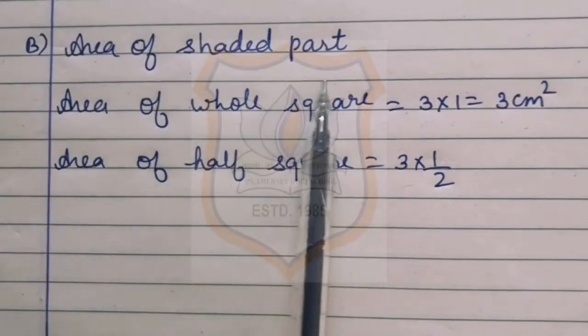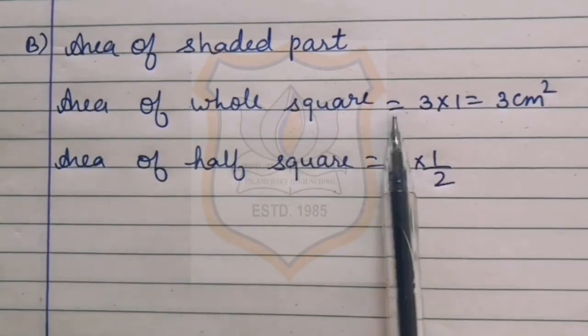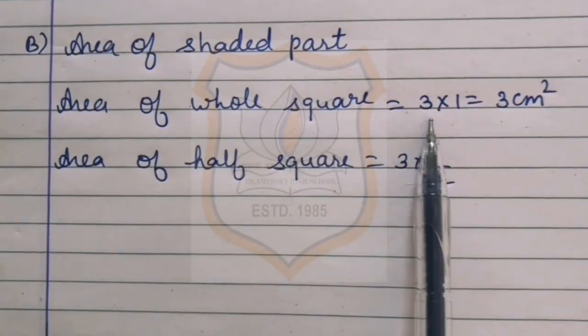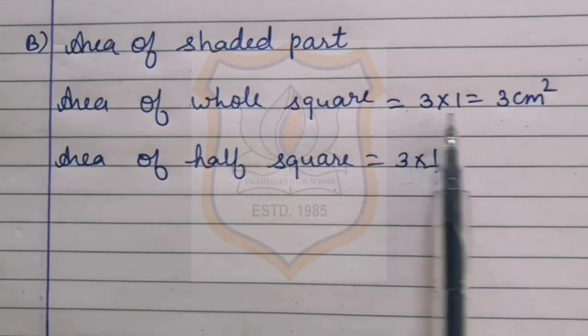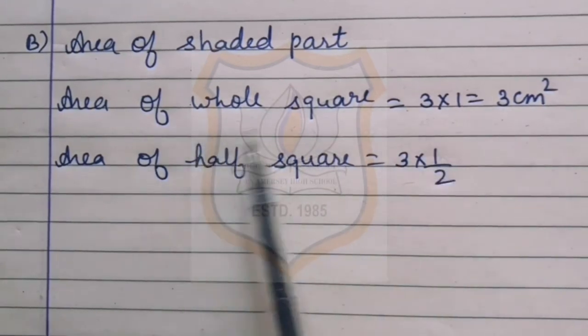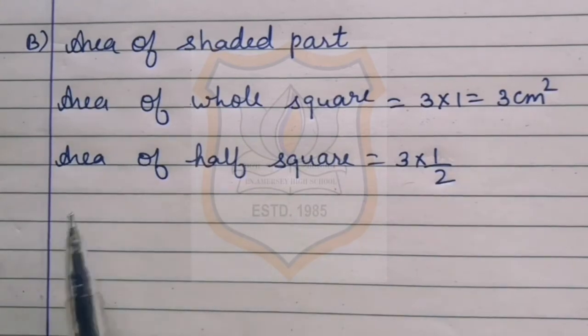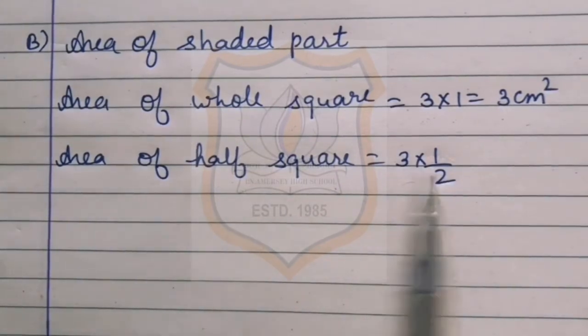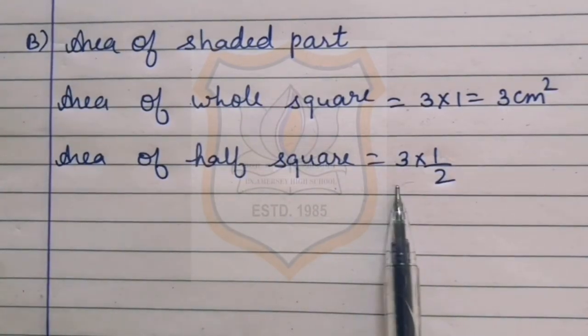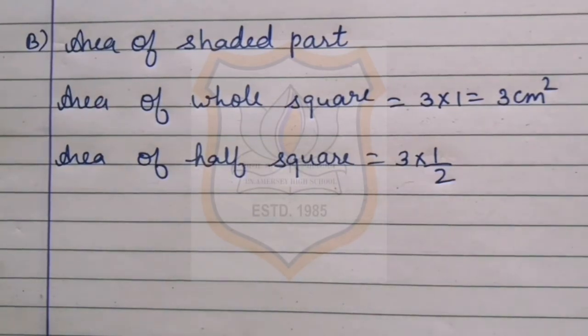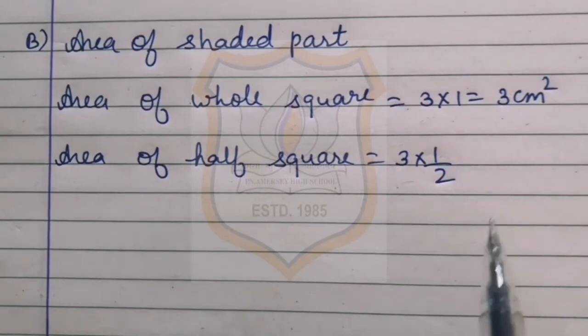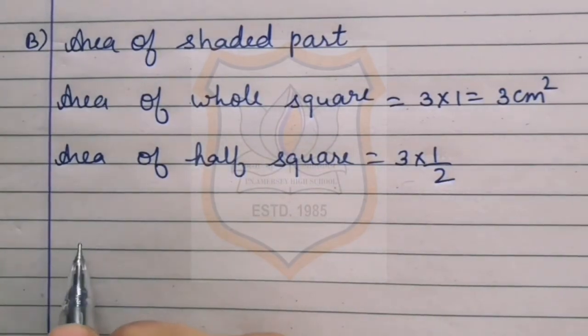Area of shaded part. Area of whole square is equal to 3, as we have counted earlier that there were 3 whole squares. So we will multiply it by 1. So 3 ones are 3. So the area of whole square is 3 centimeter square. Area of half squares. We have counted there were 3 half squares. So we will multiply it by half. How much will we get by multiplying 3 by half? We will do the calculation here.